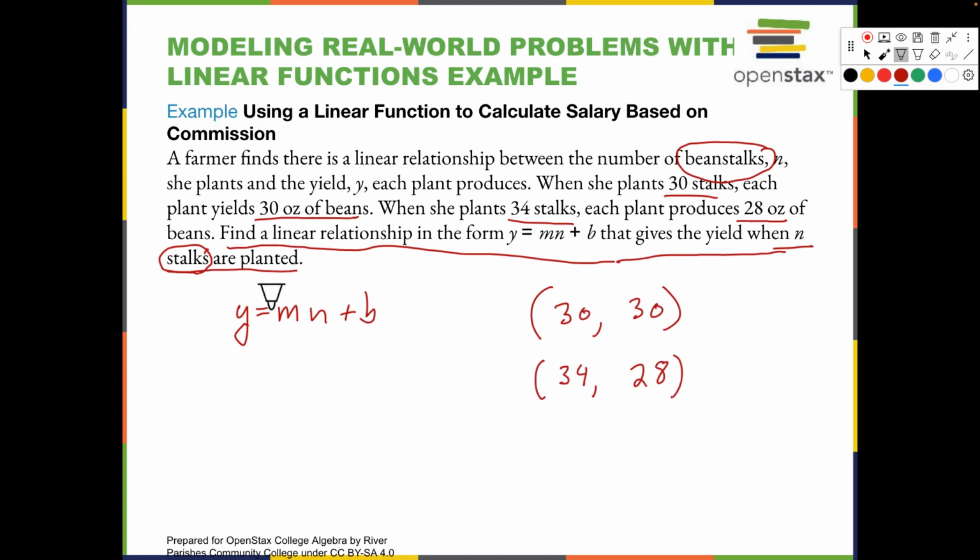And again, to get the slope, we could do the y2 minus y1. So 28 minus 30, that's the y's. The x's are going to be 34 minus 30. And so it looks like we're going to get negative 2 over 4, which is negative 1/2. So it looks like for each beanstalk we add, we reduce the output by 1/2 ounce.